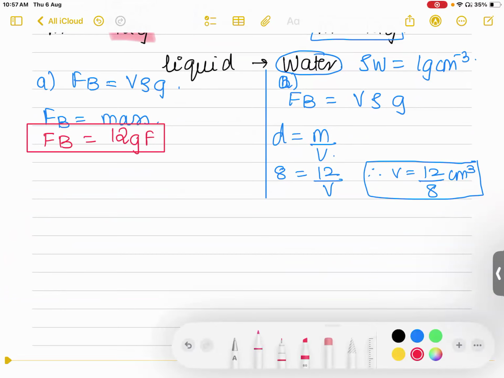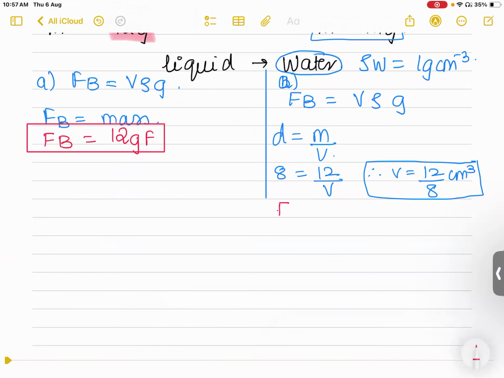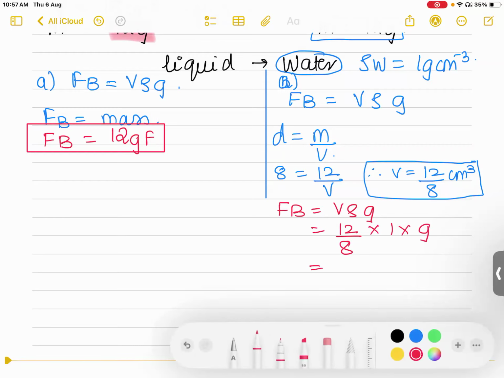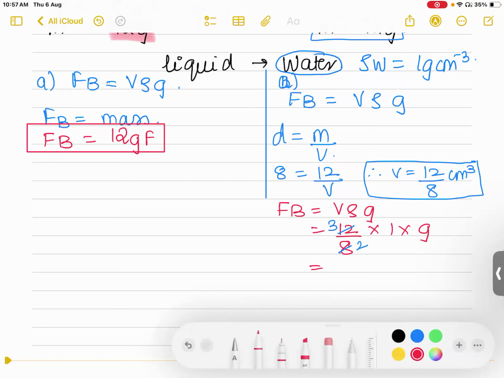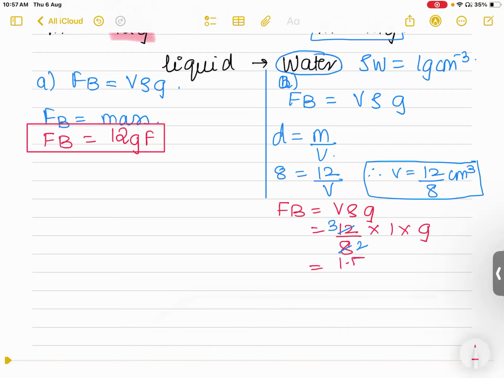I am going to substitute it ahead. Now, students, we got everything. So we know that FB is equal to V rho G. V is the volume of the solid, which is 12 upon 8. Density of liquid, I know it is 1, and G is as it is. When we try to solve this, it will go with the table of 4. 4 threes are 12, 4 twos are 8. 3 upon 2 will give me 1.5. So my answer is 1.5 gf.